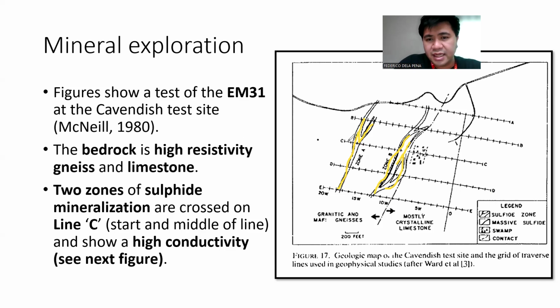and the next figure will show the readings from line C. Okay? So as you can see, they encountered sulfide mineralization at the start of the line and then at the middle. And then after that, there was a swamp. Okay.